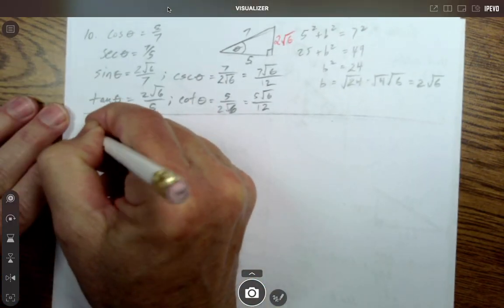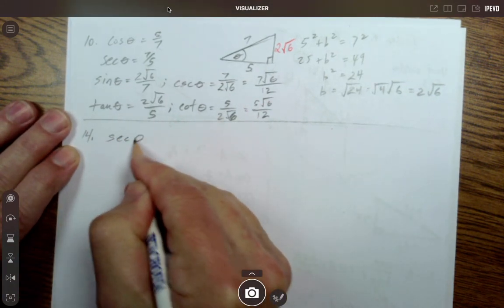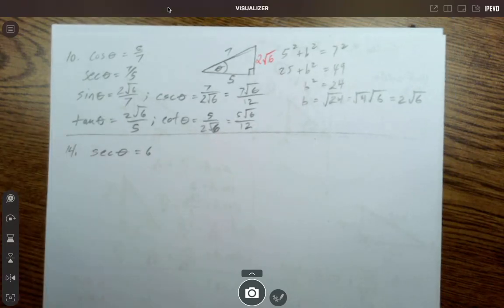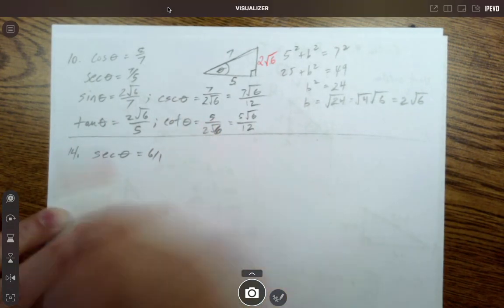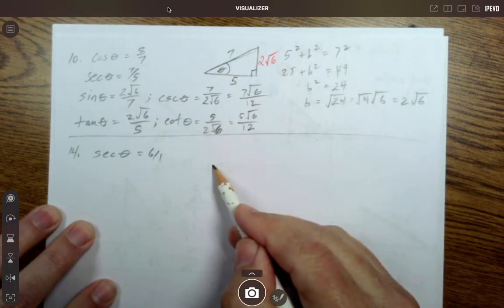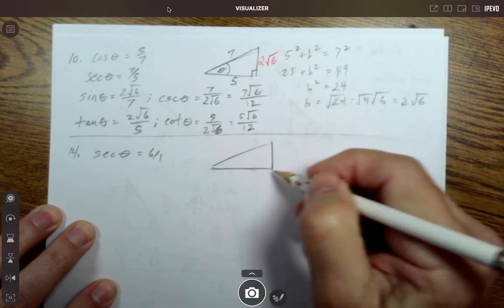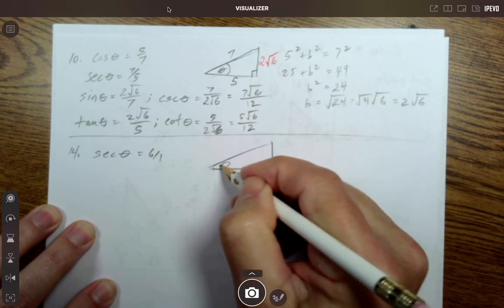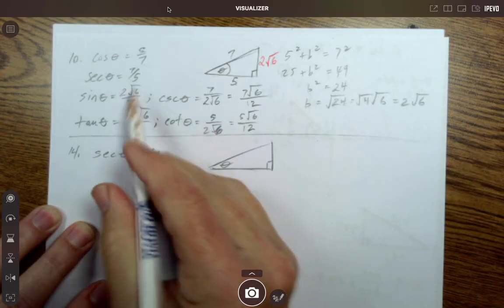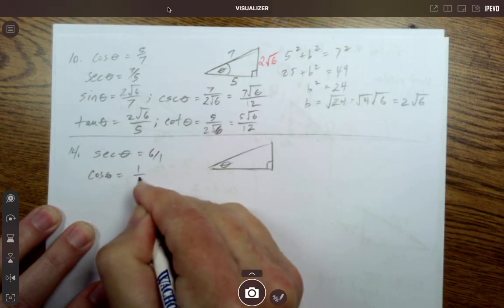Number 14. So secant of theta is 6. All right, we're doing the same thing as above, except we're given 6. Now 6 can be thought of as 6 over 1. All right, so here's my right triangle. There's theta. Now, that's the reciprocal of cosine. So I know cosine of theta is 1 over 6.